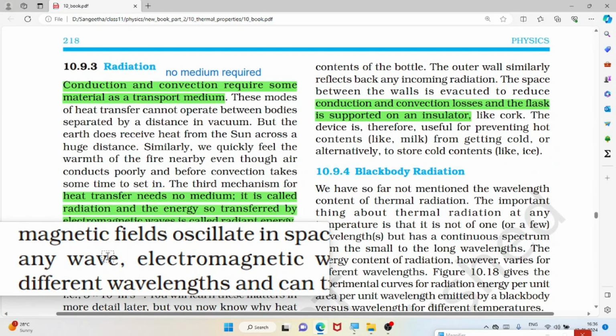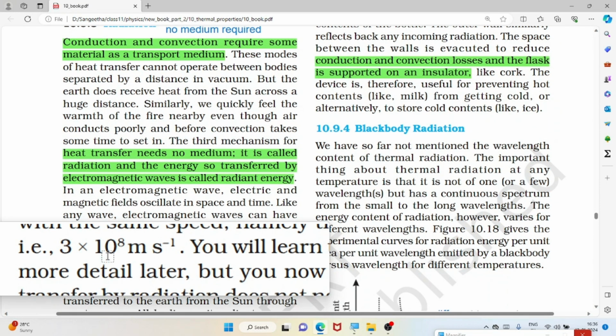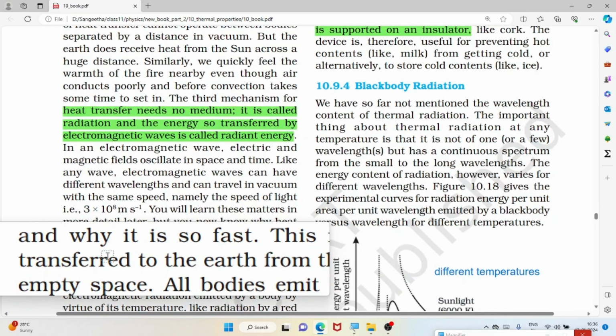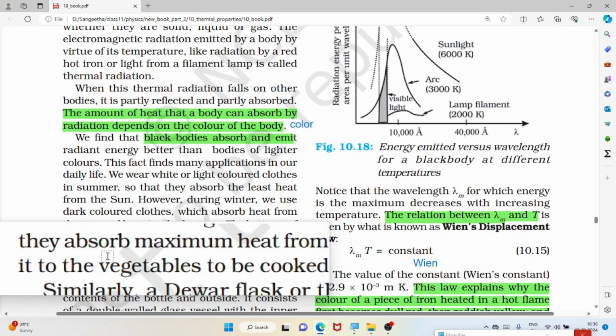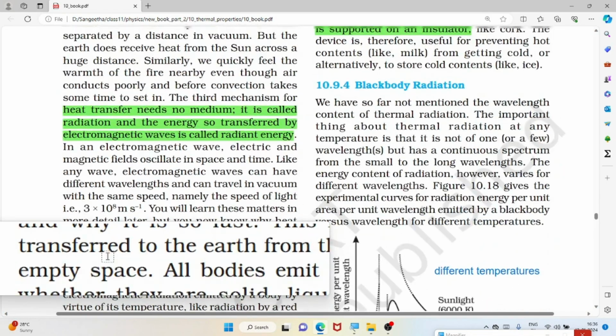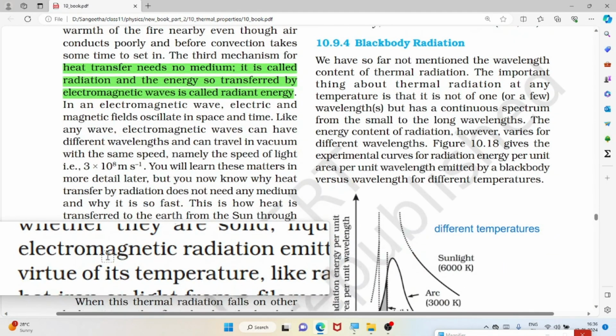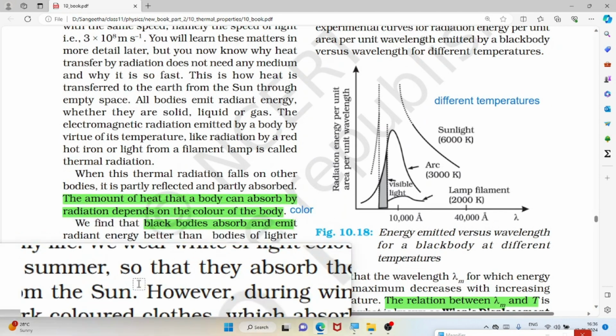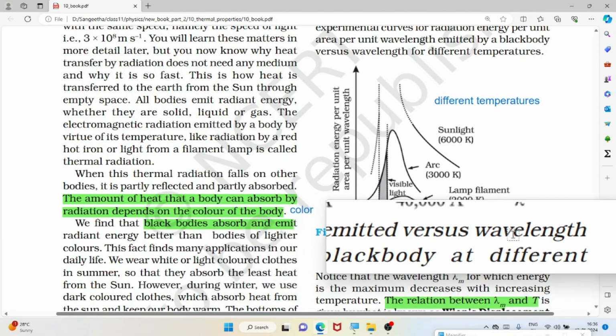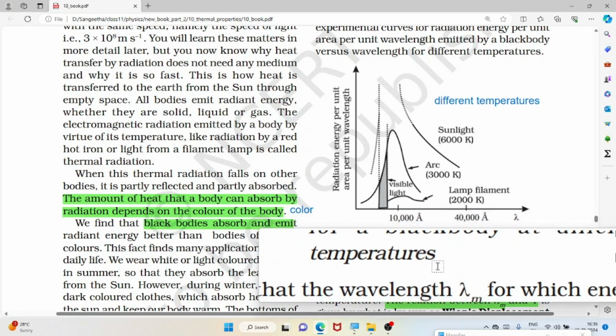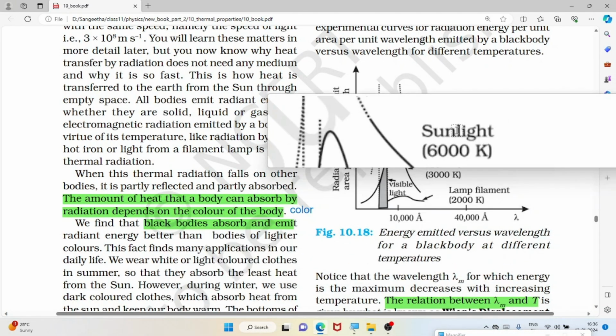Radiation: no medium is required for transport. The amount of heat that a body can absorb by radiation depends on the color of the body. Black body radiation: this shows the energy emitted versus wavelength for a black body at different temperatures. This is sunlight.